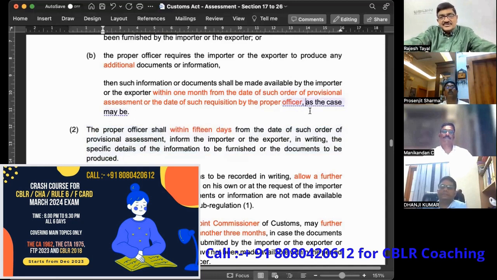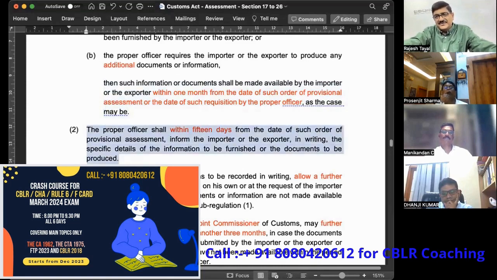As the case may be means what? You cannot write whichever is later, because certainly the order of provisional assessment is coming first, requisition is coming later. So by chance, if there is a requisition given, then the time of 1 month within which information is required to be submitted by the importer exporter begins from the date on which that requisition is received. Is this clear? And when can the requisition be made? Within 15 days. Is this point clear till now to everyone?